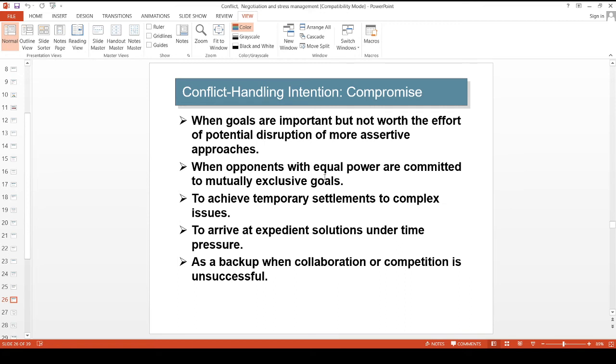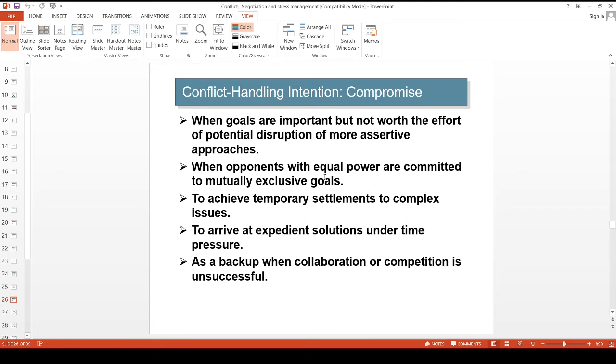Then the last approach, the compromise approach, is better when the goals are important but not worth the effort or potential disruption of more assertive approaches. So in this case, the assertive approach is not considered important, and you focus more towards a cooperative situation, when opponents with equal power are committed to mutually exclusive goals. In this situation, you will have to compromise on the different viewpoints of both parties, because these may include mutually exclusive goals.